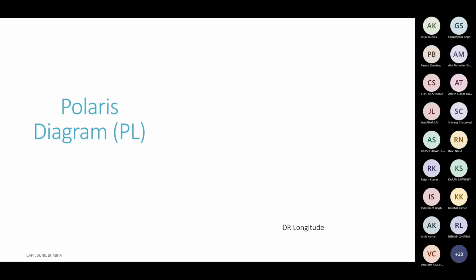Let's now make the plot of the Polaris observation. Now for plotting the PL, we draw the DR longitude. The longitude used is the DR longitude. The latitude used is the observed latitude which we obtained from working out the Polaris sight. So the observed latitude obtained from the Polaris sight and the DR longitude give us a reference position from where the PL will be passing. Now on this point, we mark off the azimuth of Polaris or the pole star.